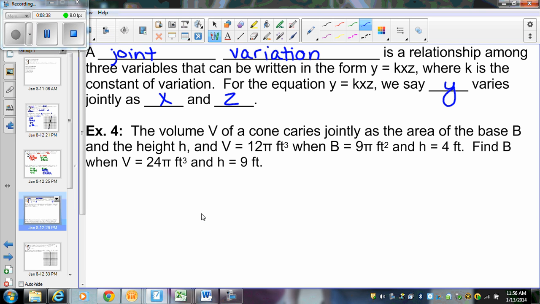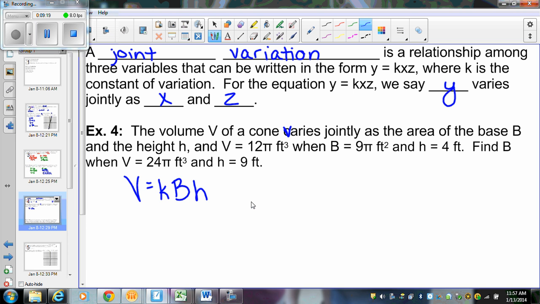So a situation like that would be, for example, the volume of a cone. The volume of a cone, V, varies jointly as the area of the base and the height. So that means that volume is equal to some constant of variation times the area of the base and times the height of the cone. So both the area of the base and the height of the cone affect the volume, which makes logical sense if you think about it. The size of the base of the cone, that would affect how much ice cream you could put in it. The height of the cone, that would affect how much ice cream you could put in it, which would be your volume.